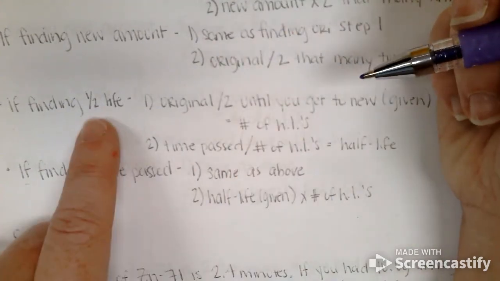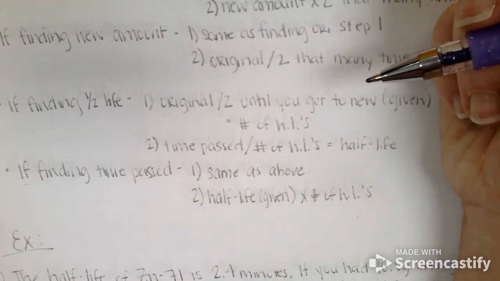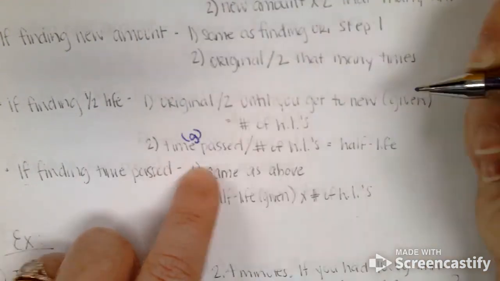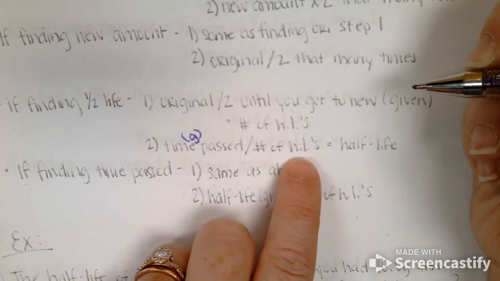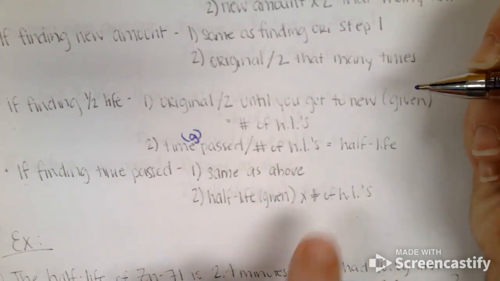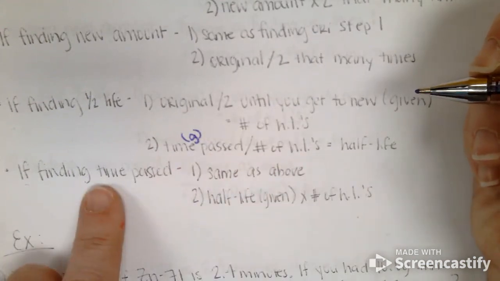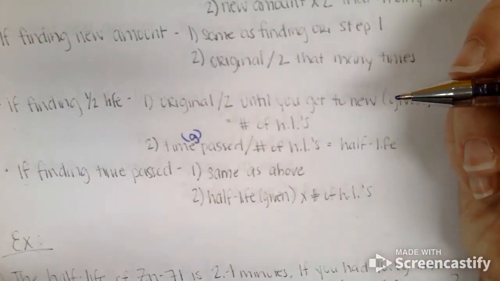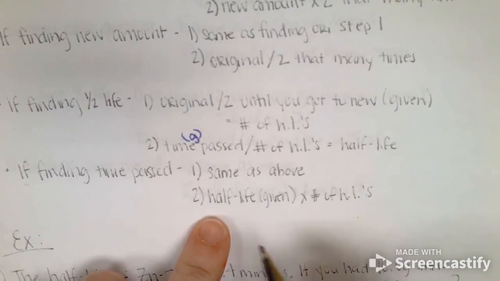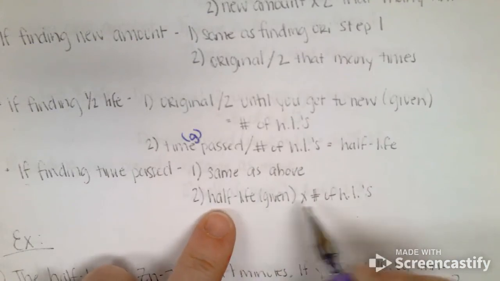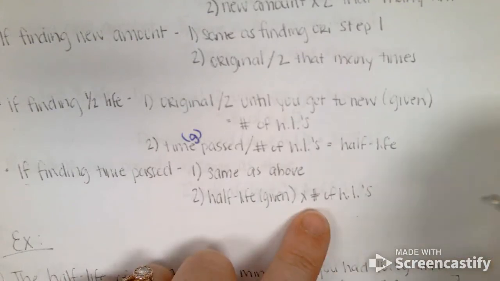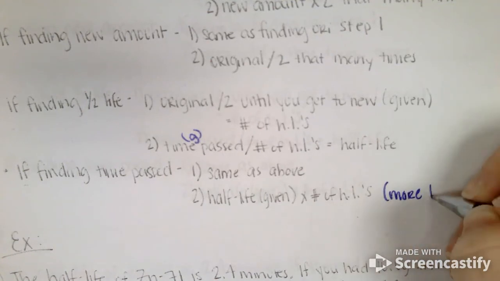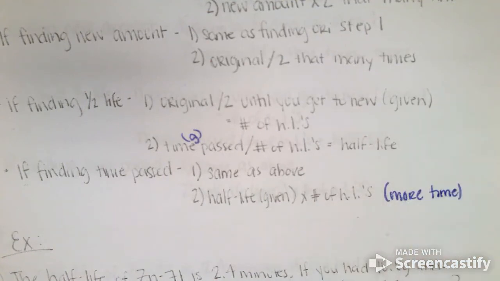Then, to find out what the actual half-life is, because that is a time measurement, you're going to take the amount of time passed, which is also given to you, and divide it by the number of half-lives you just calculated, and that will give you the half-life. If you're finding the time passed, then the first step is the same as above: original divided by 2 till you get to the new, and then you take the half-life that's given in the problem and multiply it here, because we should end up with more time, right? If we're looking for the amount of time passed, that should be more time than the half-life itself.